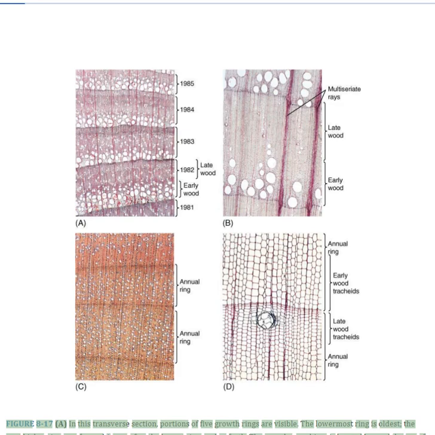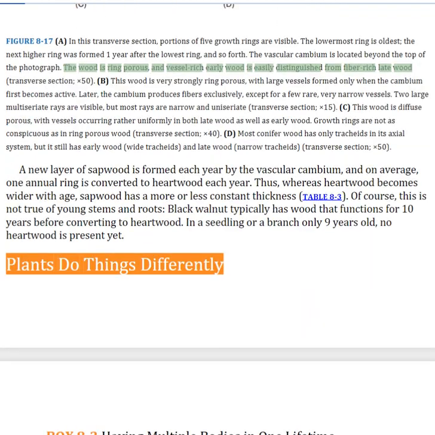Figure 8-17: In this transverse section, portions of 5 growth rings are visible. The lowermost ring is oldest, the next higher ring was formed 1 year after the lowest ring, and so forth. The vascular cambium is located beyond the top of the photograph. The wood is ring porous, and vessel-rich early wood is easily distinguished from fiber-rich late wood.